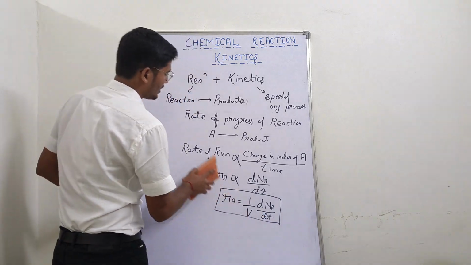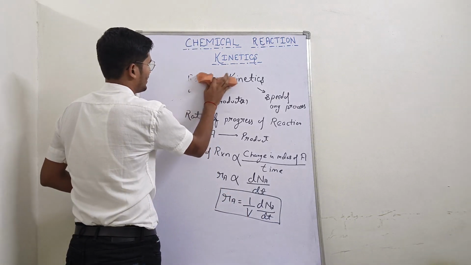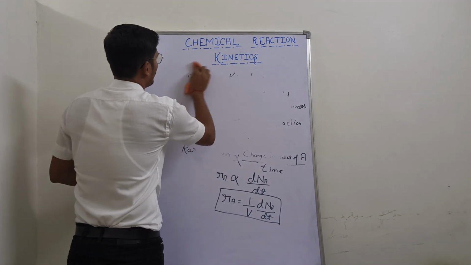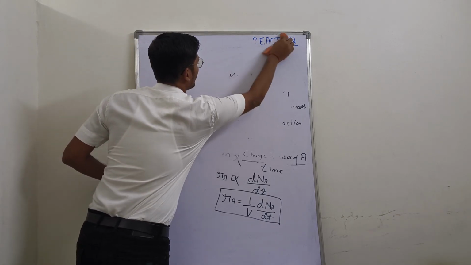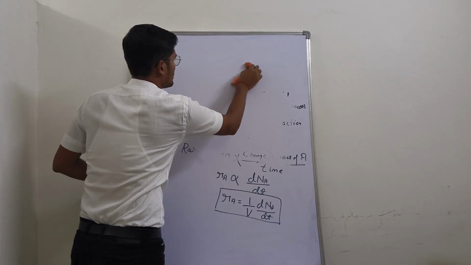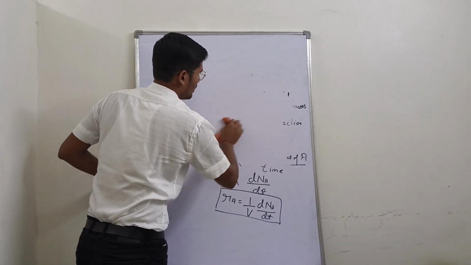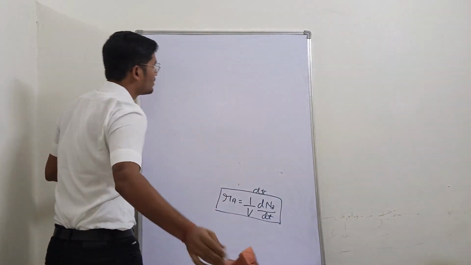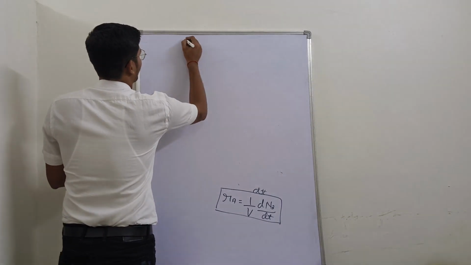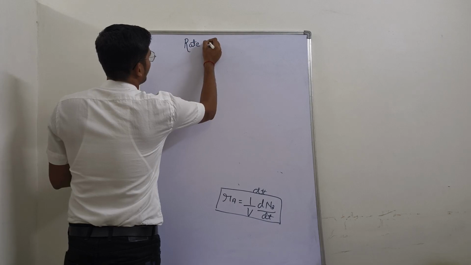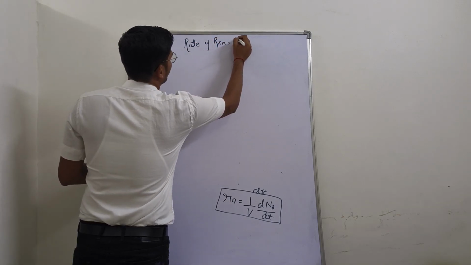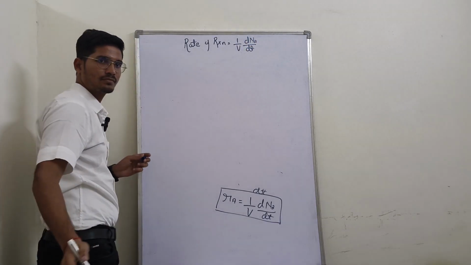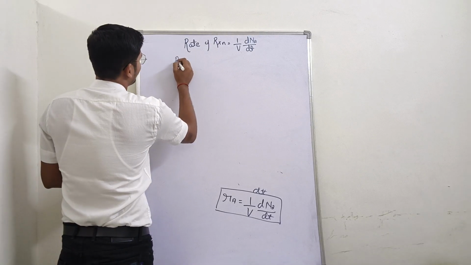Now we'll talk about the rate of reaction in terms of concentration. We have defined the rate of reaction as 1 by V dNA by dt. Now consider a reaction A gives product.